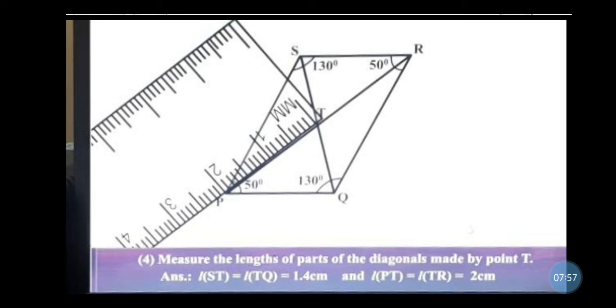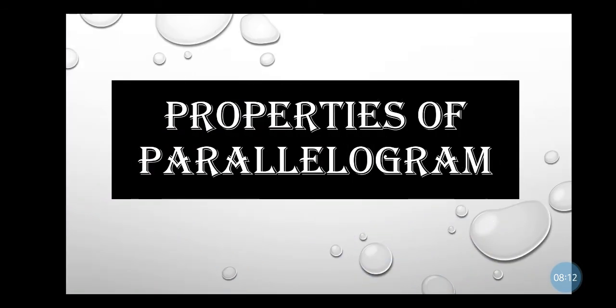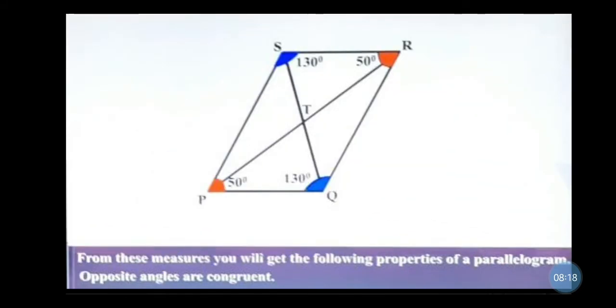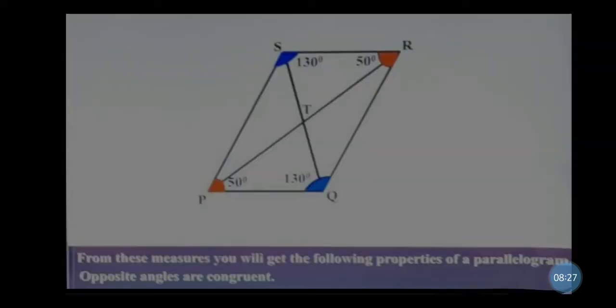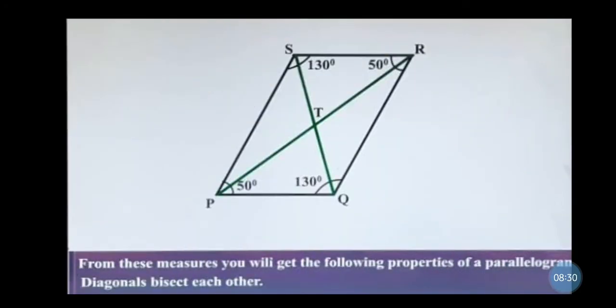Measure the lengths of the parts of the diagonals made by point T. So, ST is equal to TQ, that is 1.4 centimeters, and PT is equal to TR, that is 2 centimeters. From this, we have learned the following properties of a parallelogram. They are: opposite angles are congruent. That means angle S is congruent to angle Q and angle P is congruent to angle R. Diagonals bisect each other. That means ST is equal to TQ and PT is equal to TR.